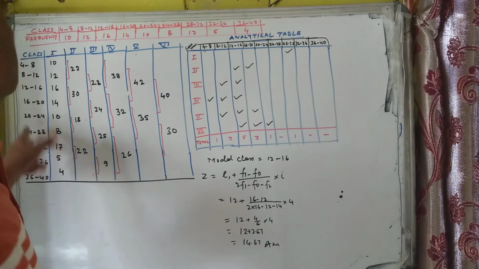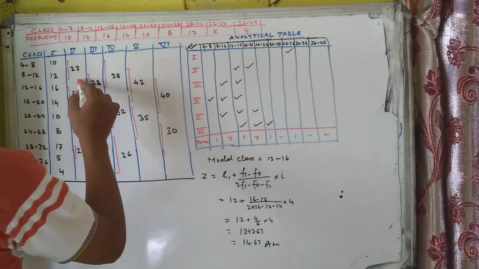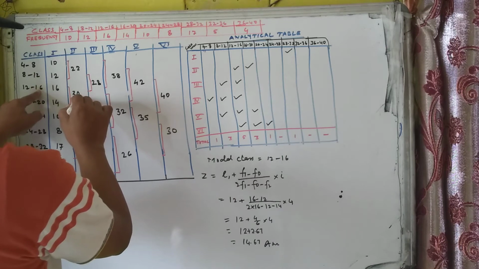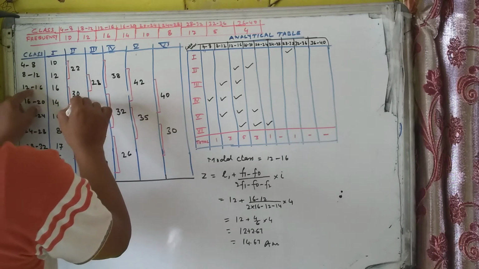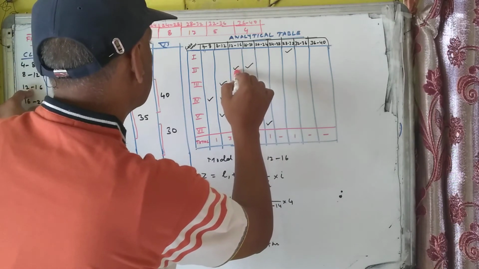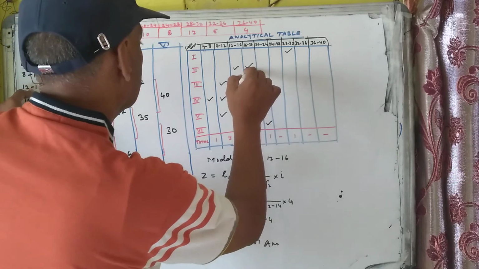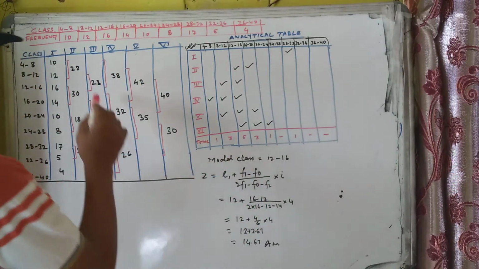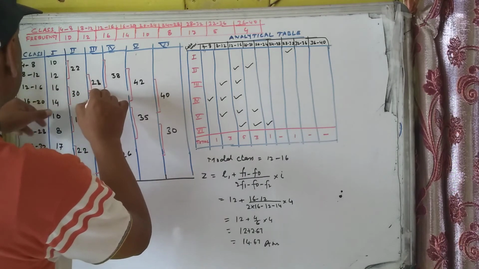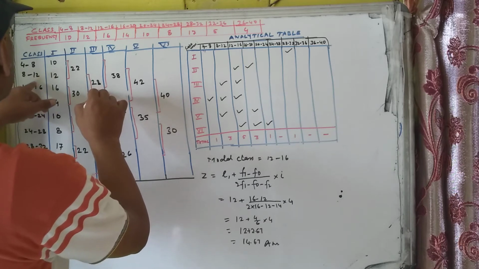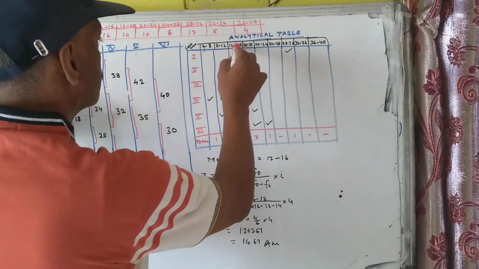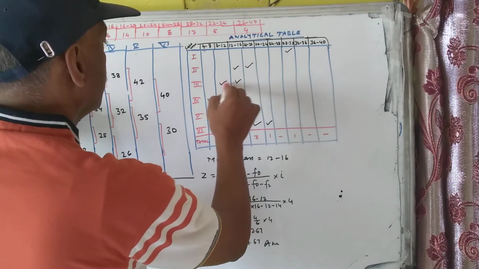In the second column, the highest frequency is 30, which belongs to 12-16 and 16-20. So the tick mark will be in both classes, 12-16 and 16-20. In the third column, the highest frequency is 28, from these two classes 8-12 and 12-16. In the third column, the tick marks are here.